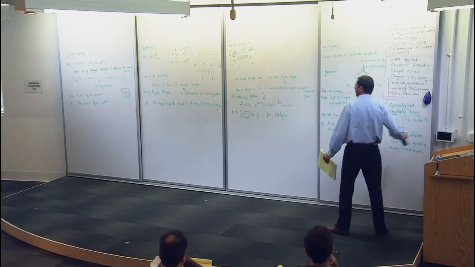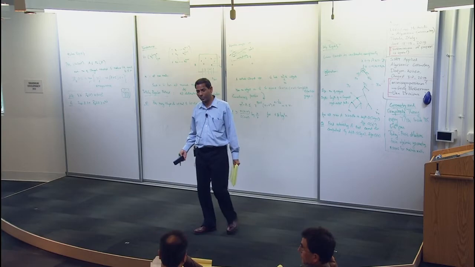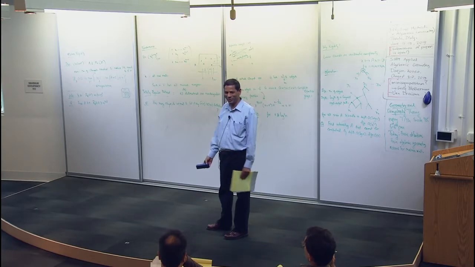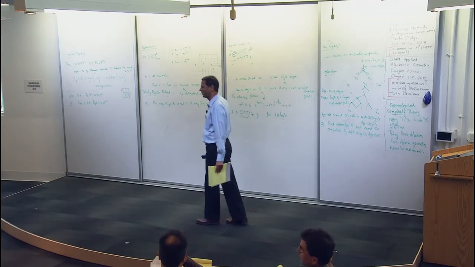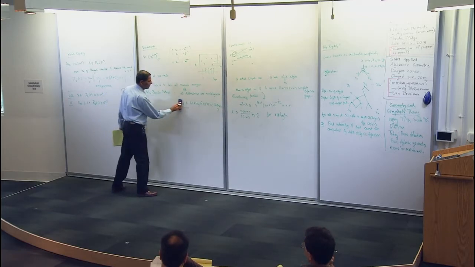Is it known that a random Vandermonde matrix has high rigidity, a generic Vandermonde matrix? No, in fact, that was going to be the open question that I'm going to mention at the end. No, it's not known.